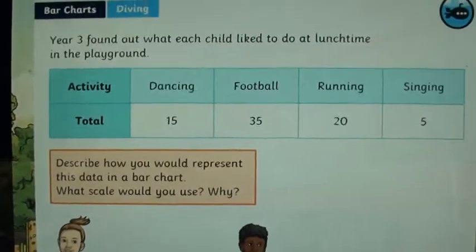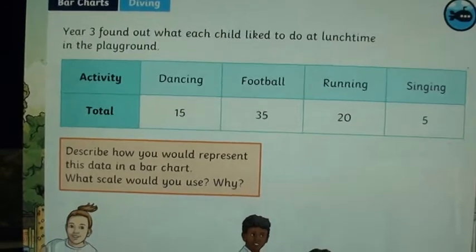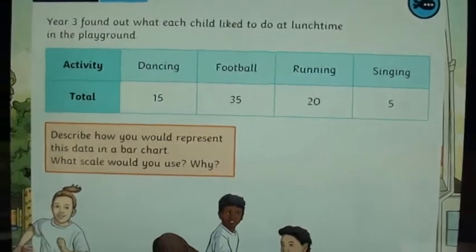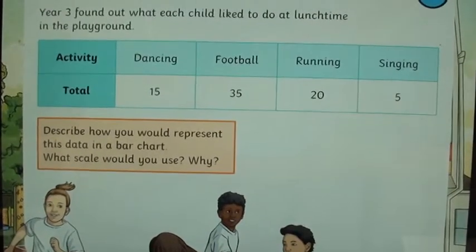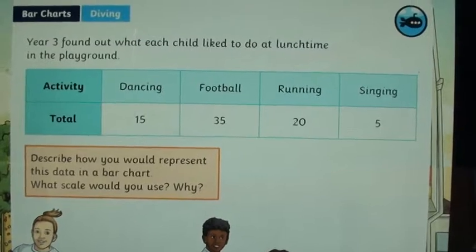Here's another one for you. It's everyone's favourite activity they like doing in a playground. Dancing, football, running and singing. A bar chart would be great for this one. But here's the thing. You can go up in ones on the side if you want to, but you're going on ones up to 35. Golly gosh, that's a lot of ones, a lot of intervals.